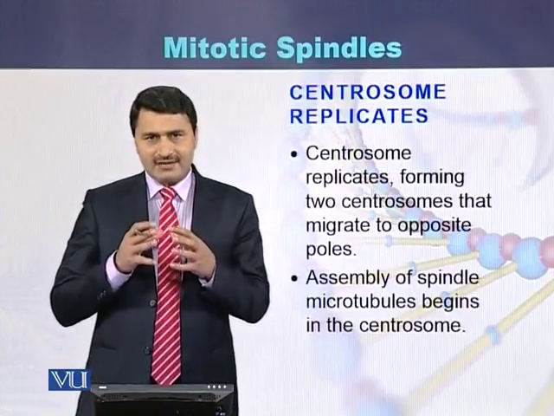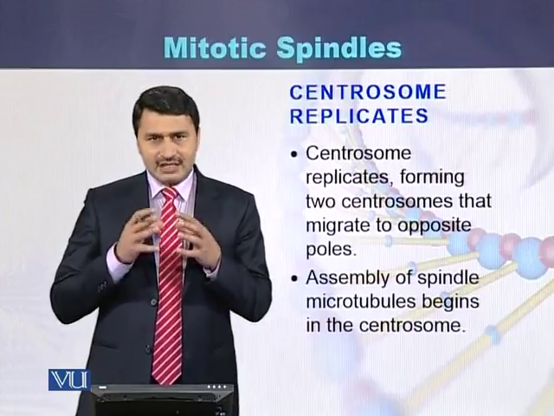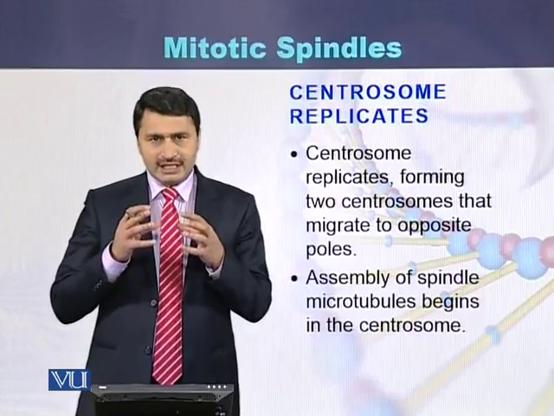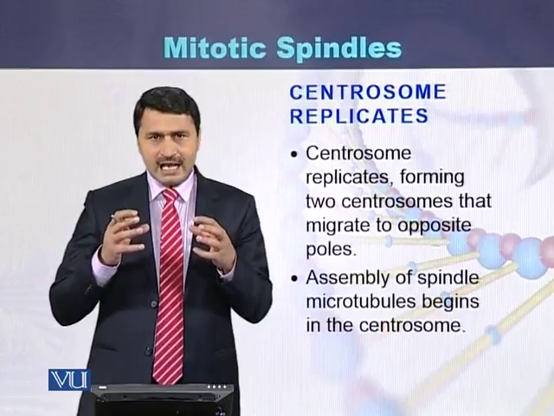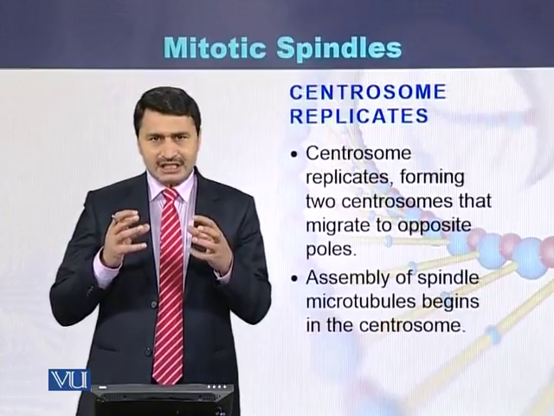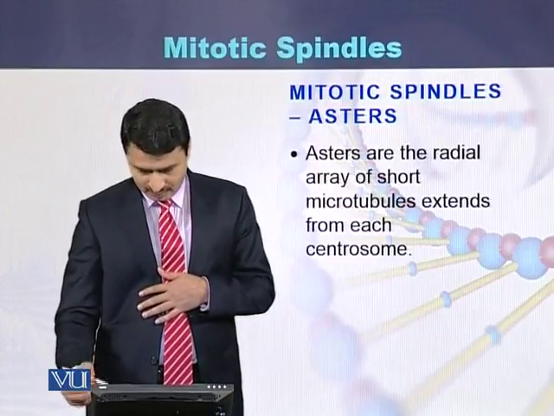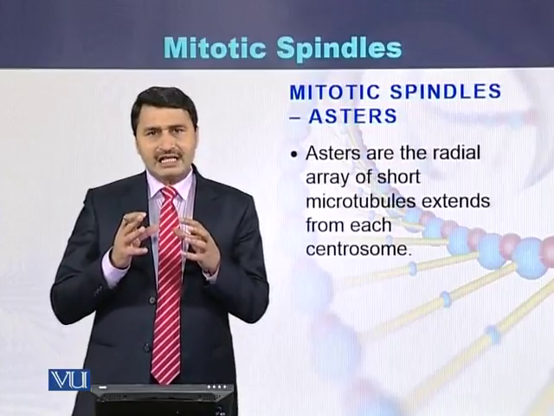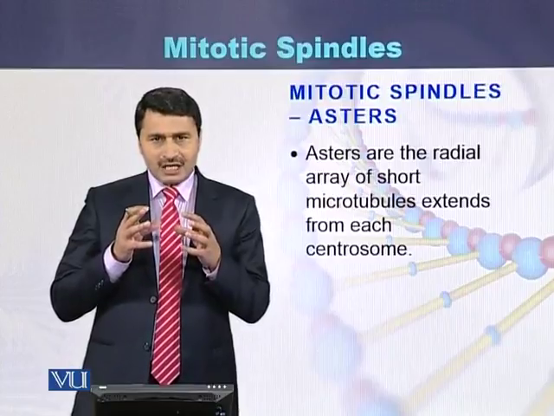Centrosomes are present within the cell. Before the cell divides, the centrosome divides into two and they take position on the poles of the cell, and they emit radiations which are called spindle fibers. Asters are the radial array which also emits from the centrosomes.